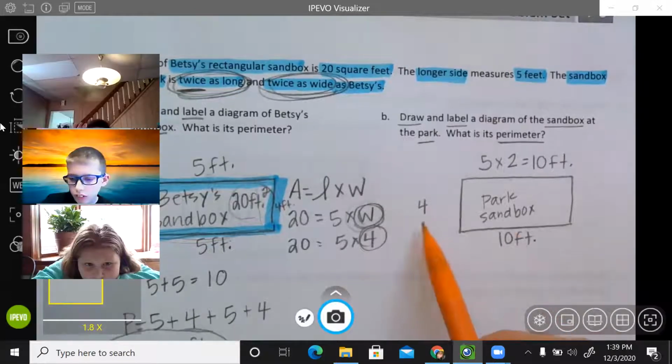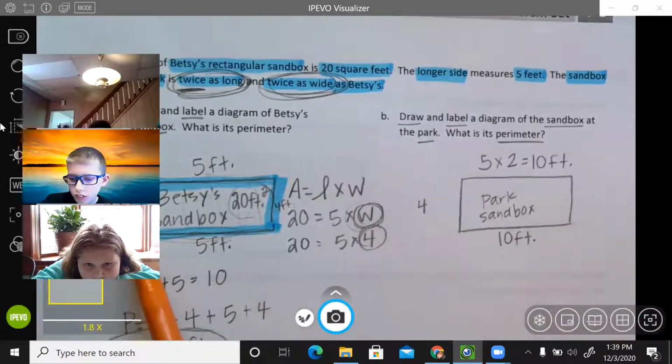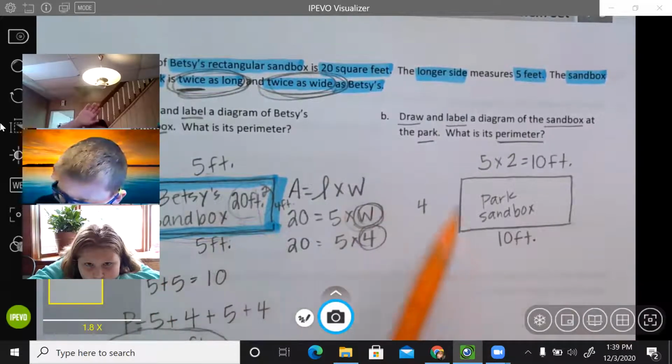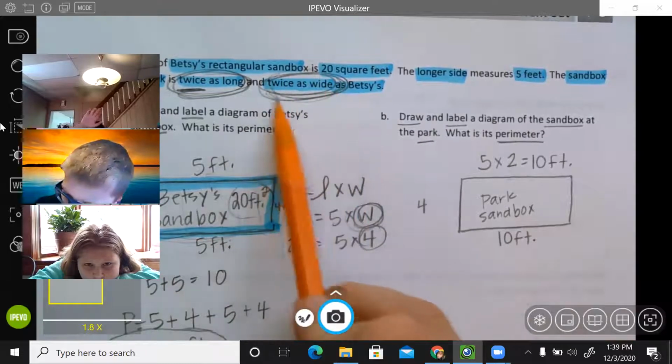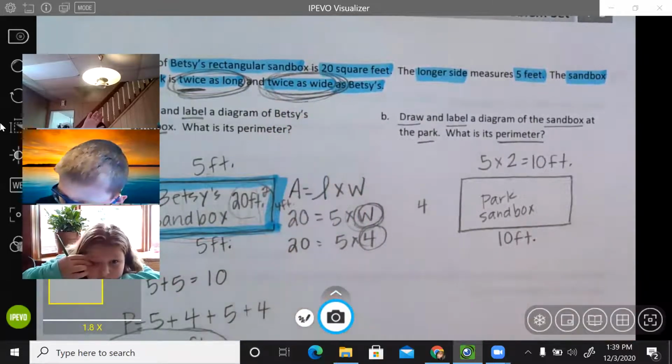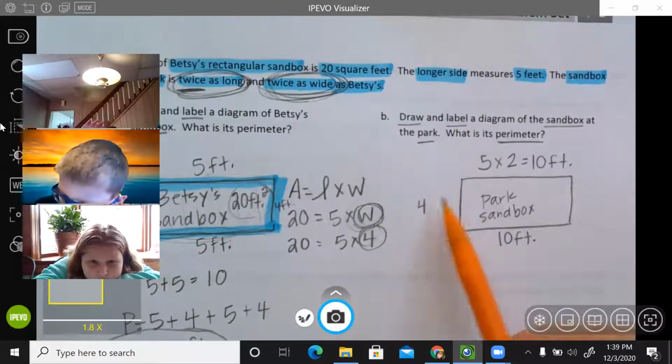Okay, so look here. This is 4 feet long, 4 feet wide. This box is twice as wide. So that means it's 2 times bigger. So what am I going to do? And they showed you in the video.